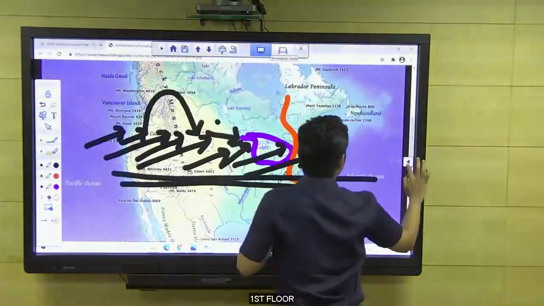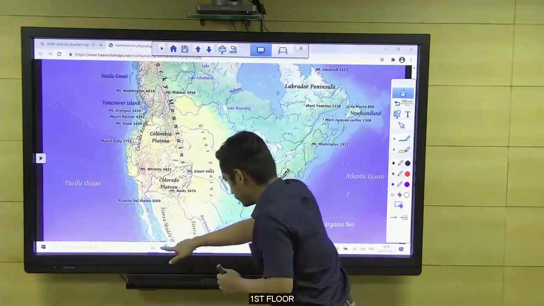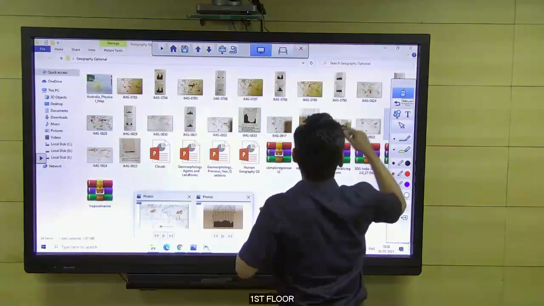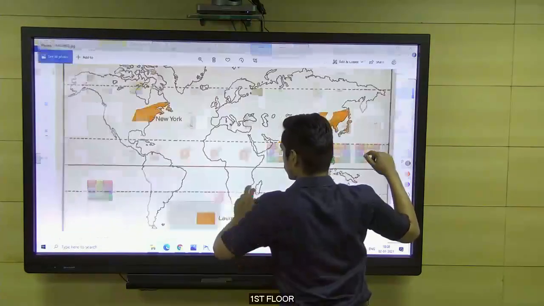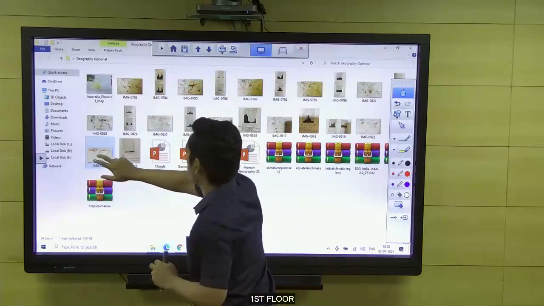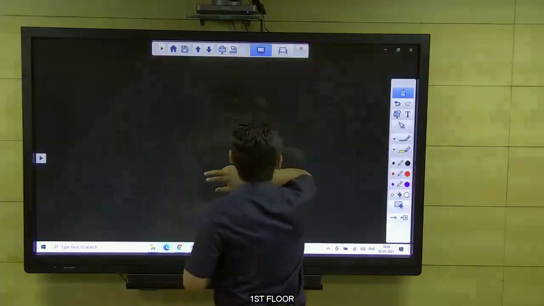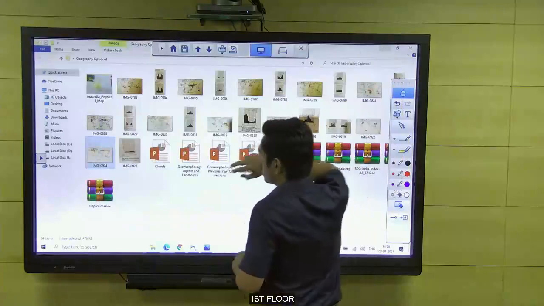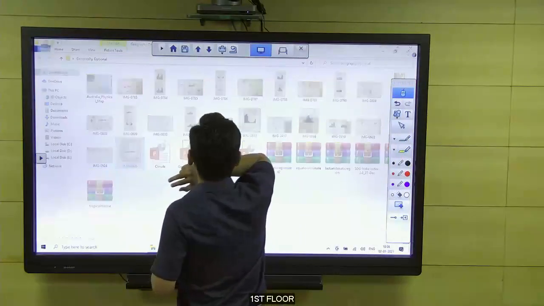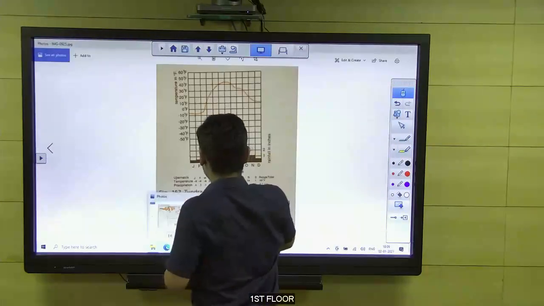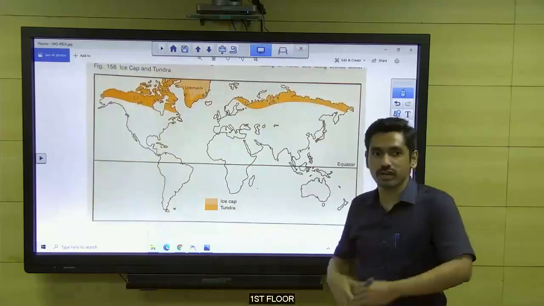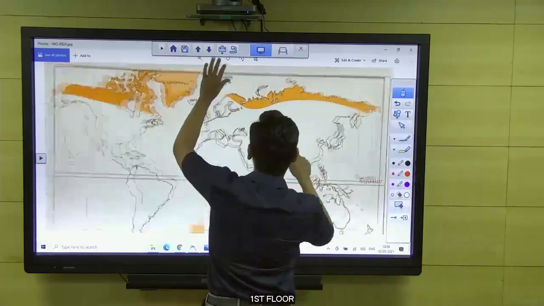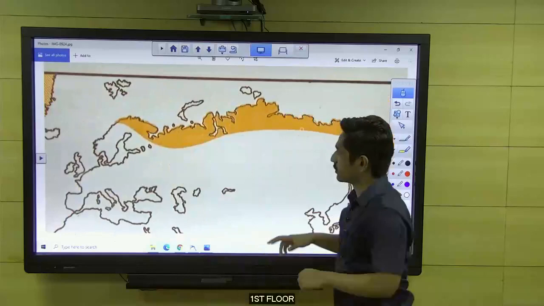Let's go to the map section. So we'll just look more about the geographical part, because the climatic section I really do not have explanation to do.